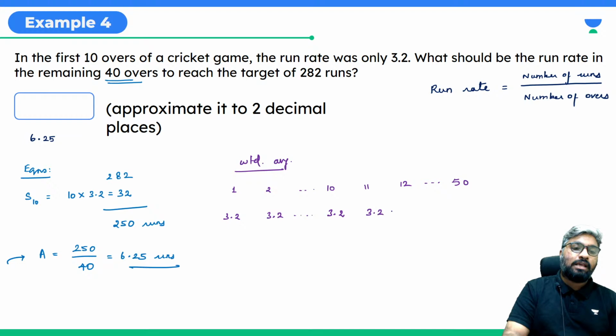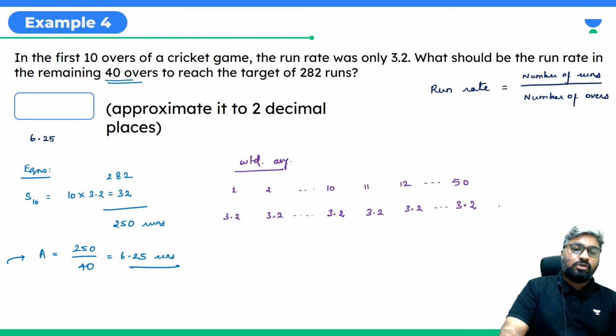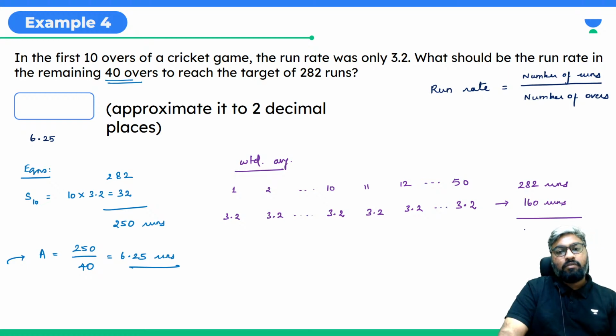What would have been the overall score? What would have been the overall score, guys? 3.2 into 50 is 32 into 5, 160 runs, correct? But how much do we want? We want 282 runs. Agreed, guys? We want 282 runs. That means we want 122 runs extra. Yes or no? We want 122 runs extra.